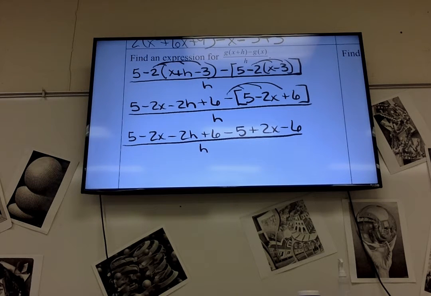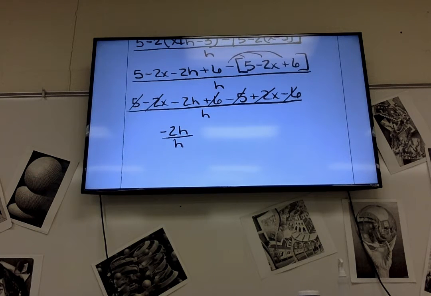Okay, now we're going to combine like terms on the top. We have 5 and a minus 5. They cancel. We have negative 2x and a positive 2x. They cancel. We have a positive 6 and a minus 6, which, by the way, happens almost all the time on these. So that leaves us with negative 2h over h. And what happens? The h is canceled. They simplify. And so your answer is just negative 2.